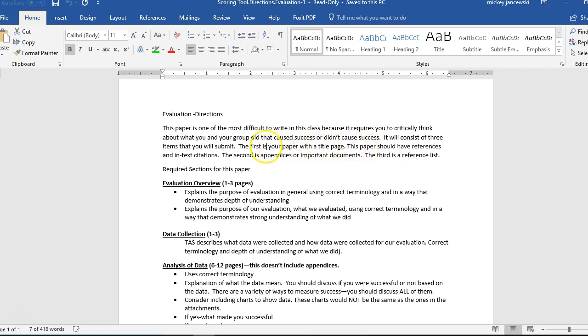This paper that you submit will have 3 sections like everything. Your first submission, the first thing you attach, is your paper with a title page in APA format. You will have in-text citations based on references that you're going to use in this paper. Your second attachment will be all your appendices, which I'll talk about in a second. And your third attachment will be a reference list. Once you have all 3 items attached in Blackboard, you will hit Submit.